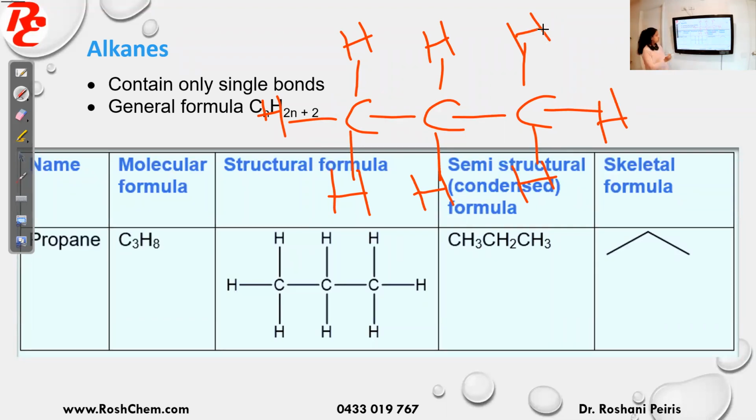And the semi-structural formula, you can see, is also called the condensed formula. If you take the first carbon, it has 3 hydrogens, so it's CH3. Then the second one is CH2, and the third one is again CH3. So in the semi-structural formula, I don't show the single bonds between carbon atoms or the hydrogens. I just write in order CH3, CH2, CH3.